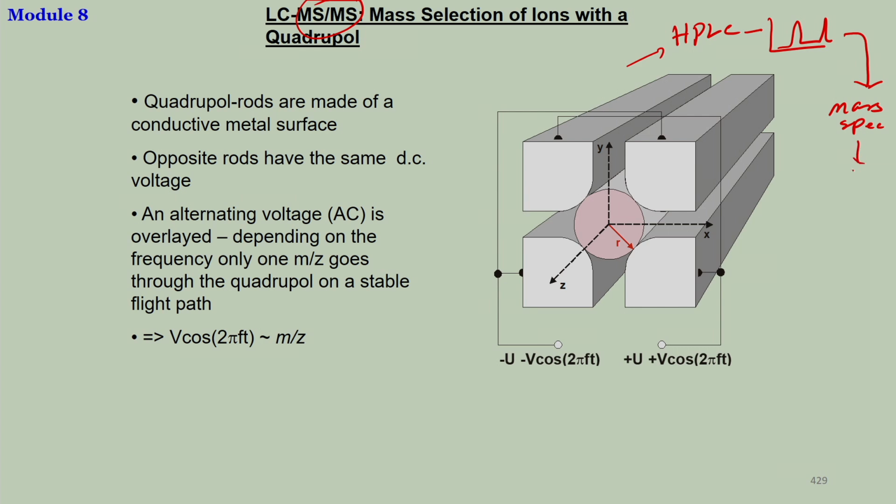And you measure the mass, that is normal LC-MS. Now, in MSMS you have the mass, and then this mass is fragmented, going through a different kind of detector where it is fragmented and analyzed. So, that is called MSMS. MSMS is mass selection of ions with a quadrupole.